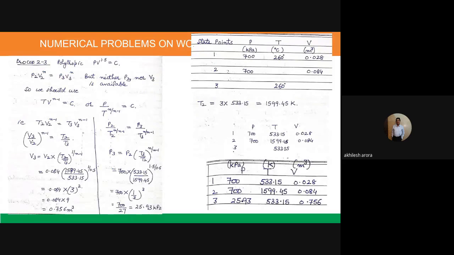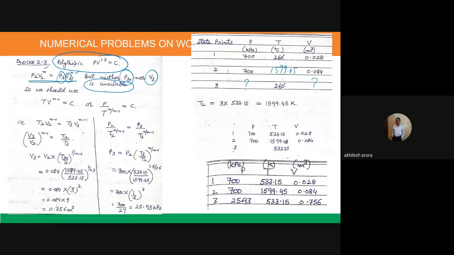The second process is a polytropic process given by PV raised to power 1.5 is equal to constant. Now I have to calculate P3 and V3. This T2 we have calculated, 1599.45. Now if you use the equation P2 V2 raised to power n is equal to P3 V3 raised to power n, we cannot calculate P3 nor V3 because these two values are not available to us. So you won't be able to calculate either P3 or V3 from this equation.